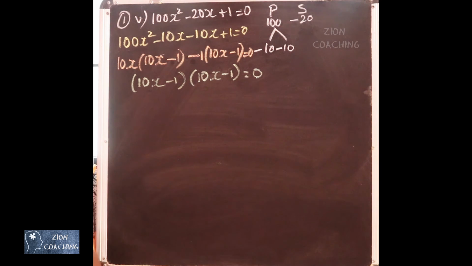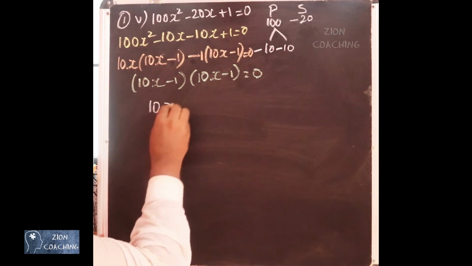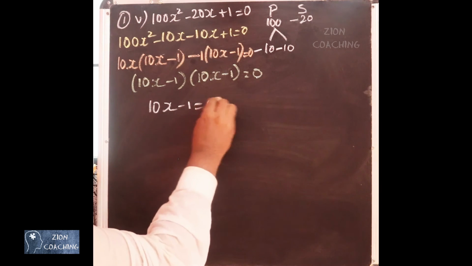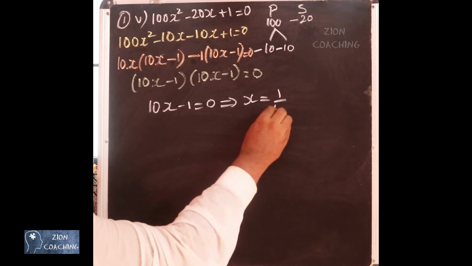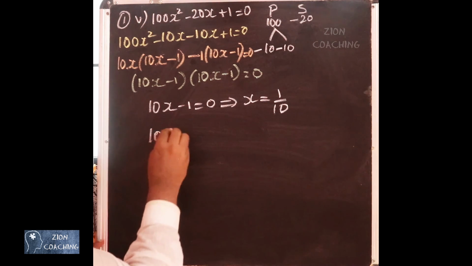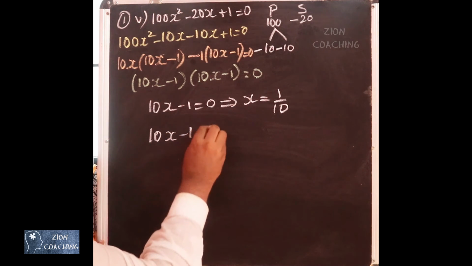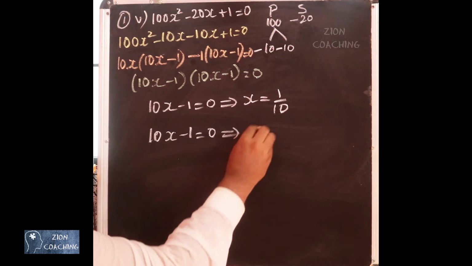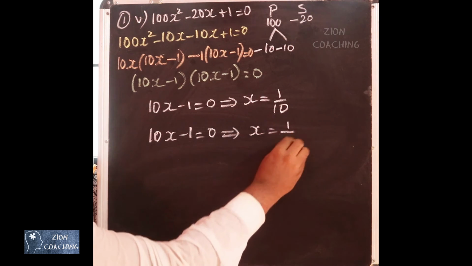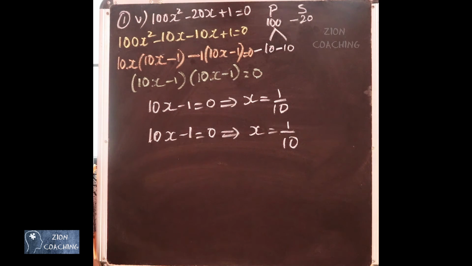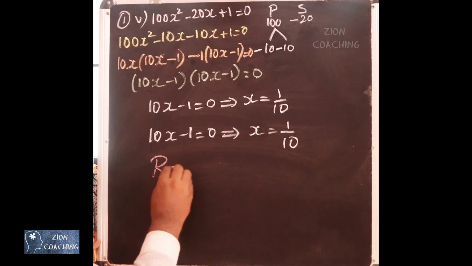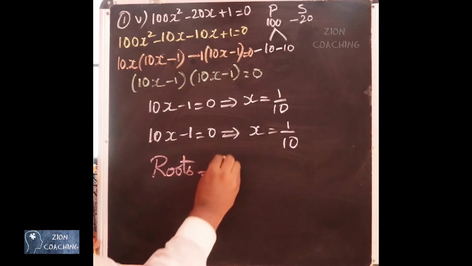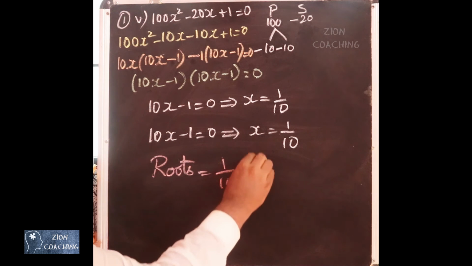When we equate the first 10x minus 1 equal to 0, that implies x is equal to 1 by 10. Then when you equate the second, 10x minus 1 equal to 0, we get x is equal to 1 by 10. We have found both the roots of the given quadratic equation. The roots are 1 by 10, 1 by 10.